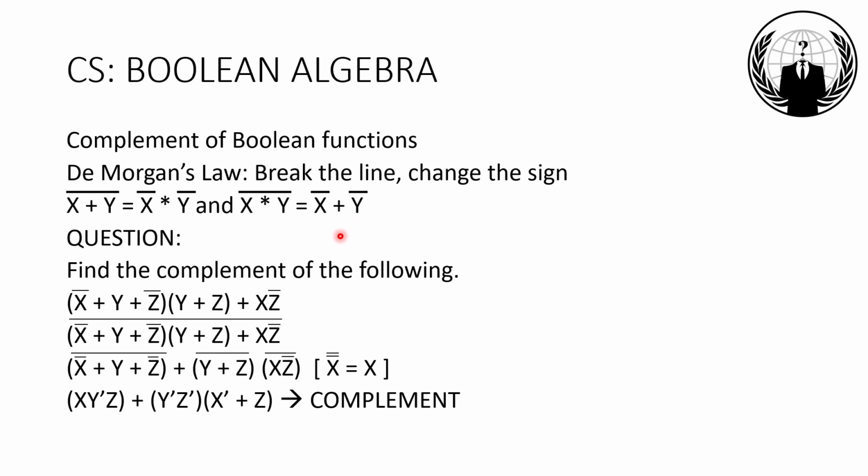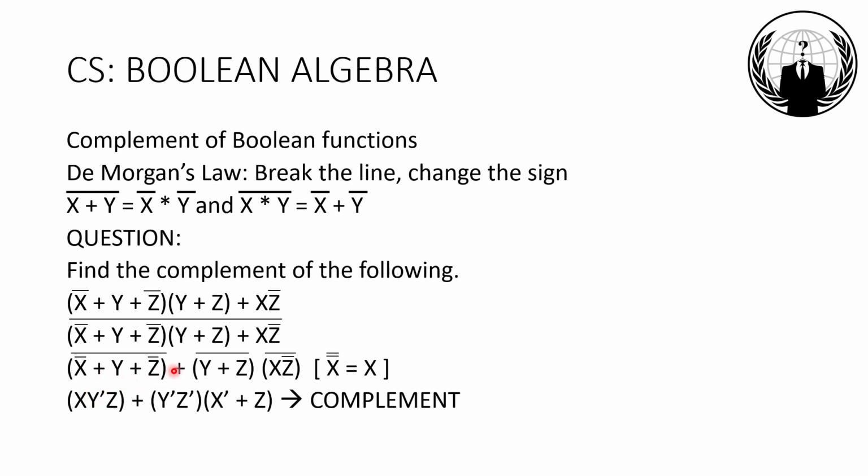Now here is the complement of Boolean functions. To find the complement of a given Boolean function, we will apply De Morgan's law because we will need to take the whole complement of the given function. So here is the question: find the complement of the following Boolean function: x complement plus y plus z complement, multiplied by y plus z plus x into z complement. We will take the whole complement, then break the sign and apply the NOT sign on the individual terms. Then we will again break the line and change the sign.